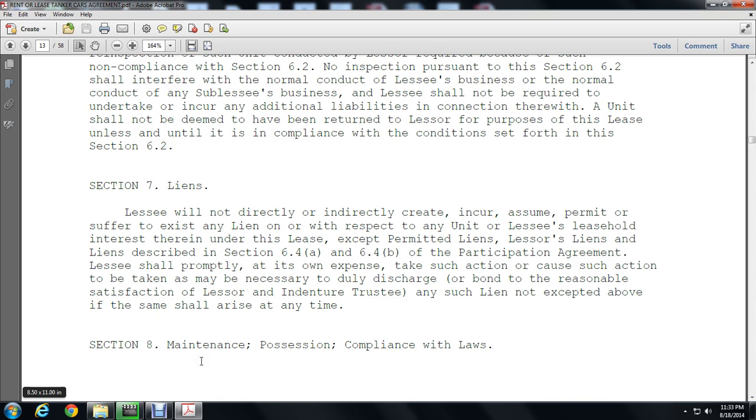The lessee shall promptly and at its own expense take such action as may be necessary to duly discharge or bond or otherwise reasonably satisfy the lessor, the indenture trustee, and any such lien not excepted above, if the same shall arise at any time.